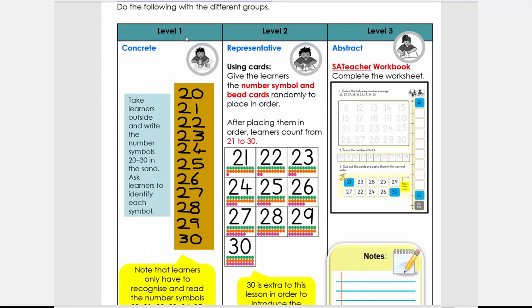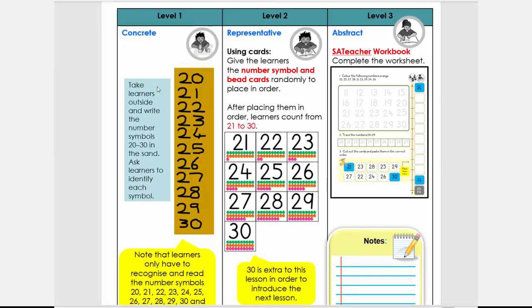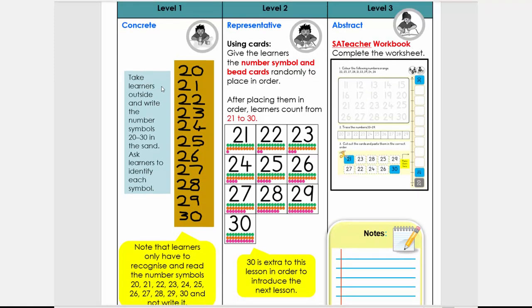So now we're going to look at level 1, 2, and 3, concrete, representative, abstract. Remember that CRA is an international model that's used to teach mathematics. So the first one is we could take the learners outside and write these numbers in the sand or with chalk on the pavement or on cement, and then they need to recognize these numbers. What you also can do is through their bodies, let them jump 10, 20, 21, 22, 23. So every time when you count, they just jump.